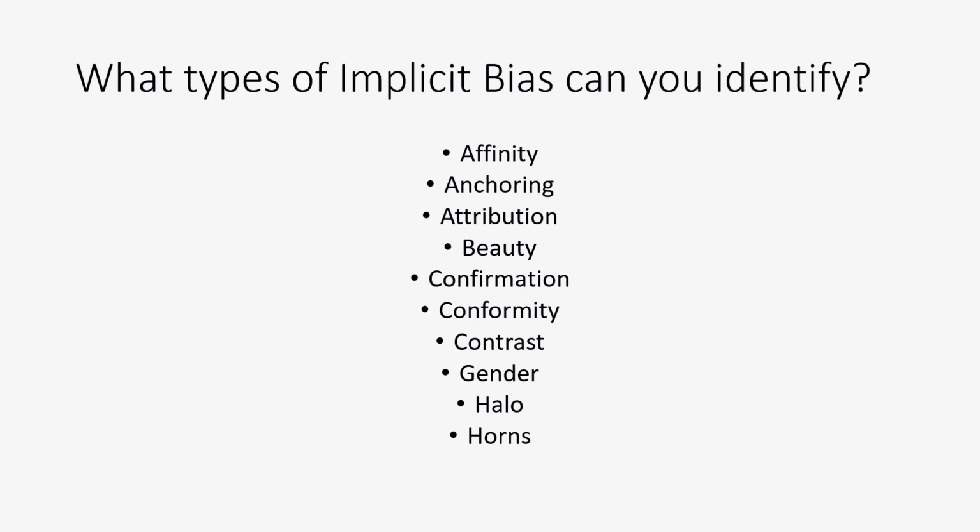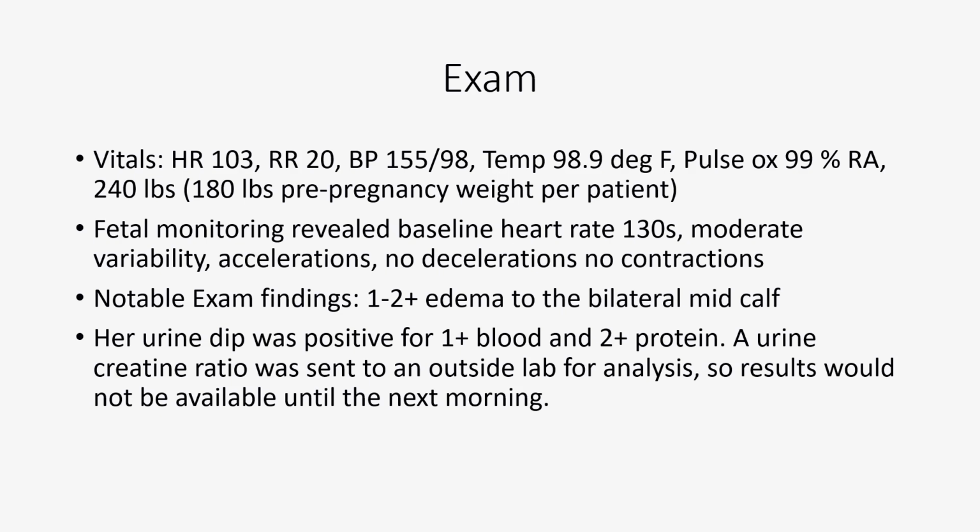Her exam, let's see. What I did was I relisted the implicit bias lists again, just so you could have them on your mind as we go into her exam and the rest of this case. So this is her assessment, and I'll only point out the things that kind of stand out as abnormal. Her blood pressure is 155/98.